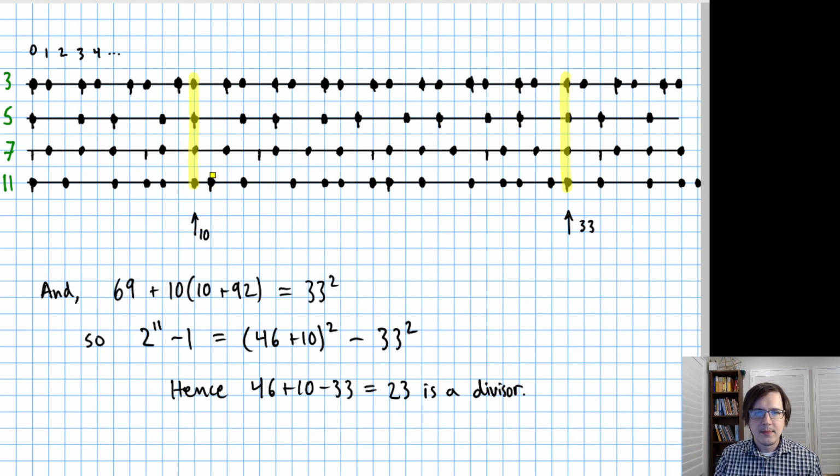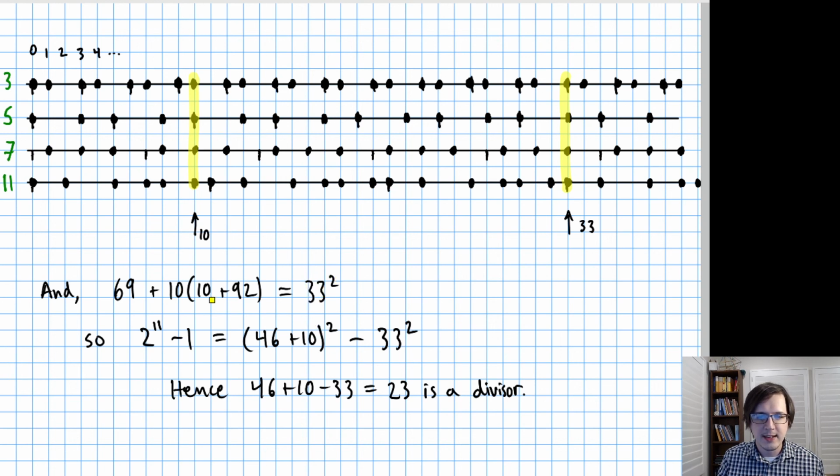So anyway, we ran our virtual machine. The chains spun around. I guess the 3 chain goes around 1 whole time, 2 whole times, 3 whole times, and then a little bit. The 5 chain, 1, 2 full revolutions. The 7 goes a little bit through its second, and then the 11 wasn't even done, so we didn't really need the machine. But anyway, we can check that (69 plus 10) times (10 plus 92) is 33 squared.